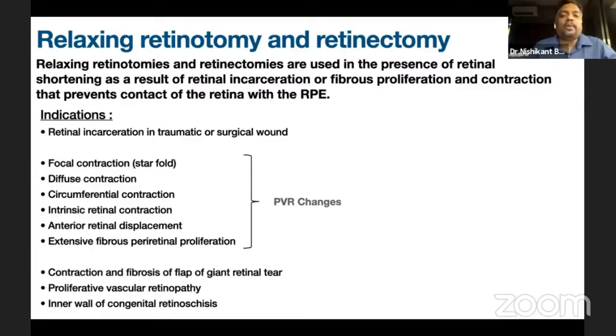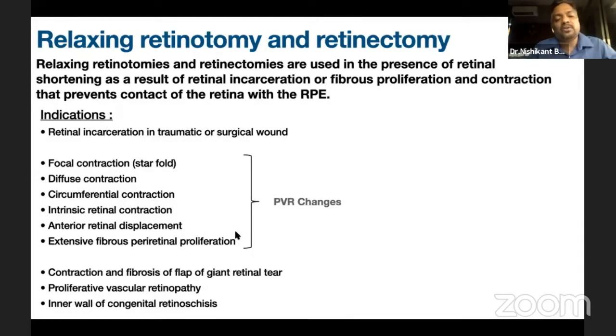Retinotomies and retinectomies are most commonly done in PVR, as we have seen in the earlier presentations. They are also done for retinal incarceration in a traumatic or surgical wound, especially a perforating wound, where it is better to do a retinotomy around the incarceration site to prevent PVR spreading from there. The PVR indications are roughly the same as you see here. These are the various forms in which you can get PVR.